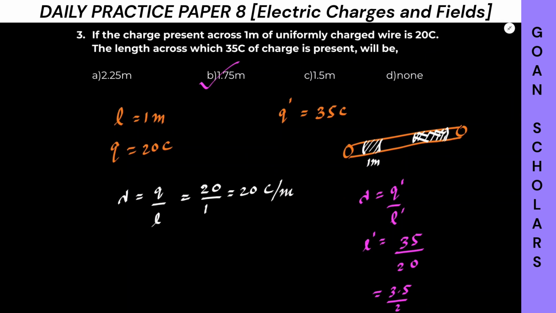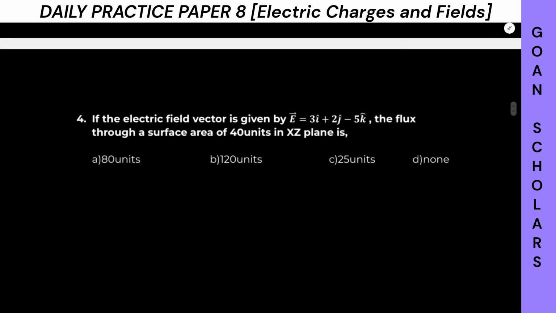If it is uniformly charged. If it is not uniformly charged, then lambda will not remain the same, because at different sections, different amounts of charges are present, right? Let's move to the next one.